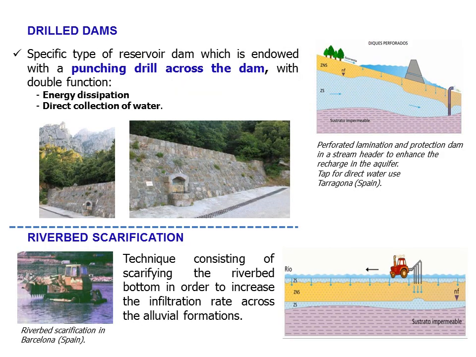Drill dams are a specific type of dam with a punching drill across the dike with a double function, the energy dissipation and the direct collection of water. Another technique worth mentioning is the riverbed scarification, consisting of scarifying the bottom of the river so as to increase the infiltration rate across the alluvial formations.